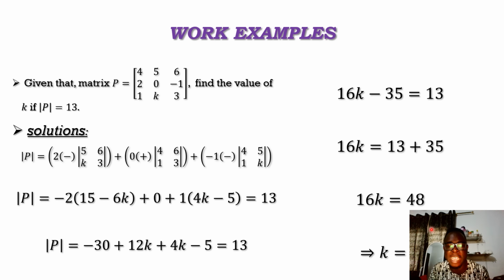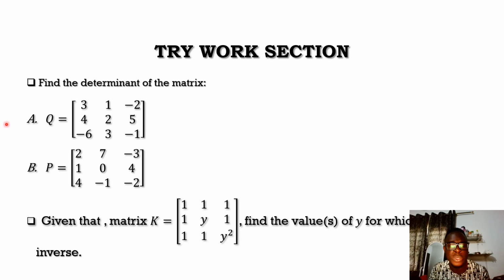So this study is all about the determinant of a 3 by 3 matrix. There is a section for you to try your hands on this particular activity. Find the determinant of this matrix and find the value of y when this particular matrix has no inverse.